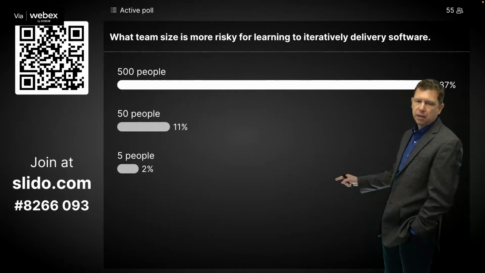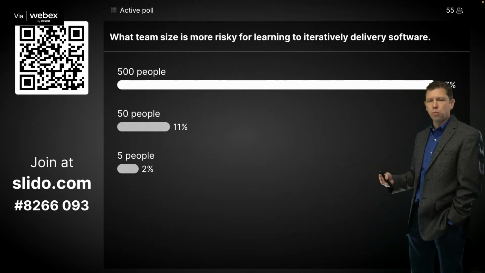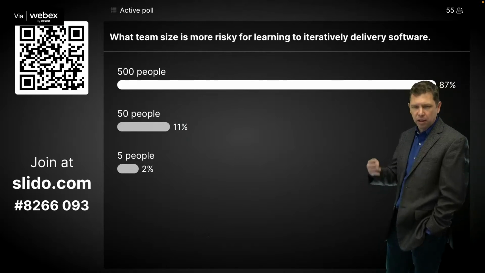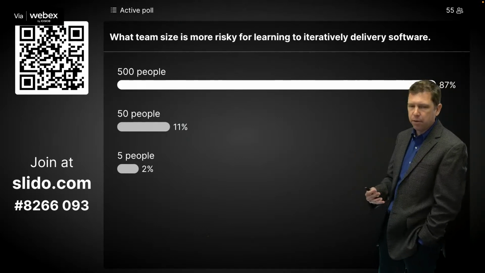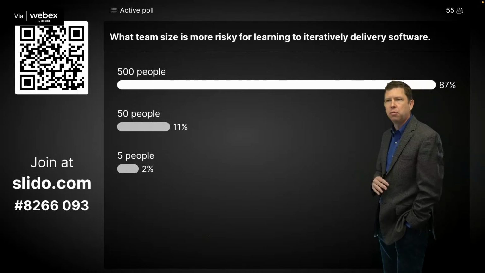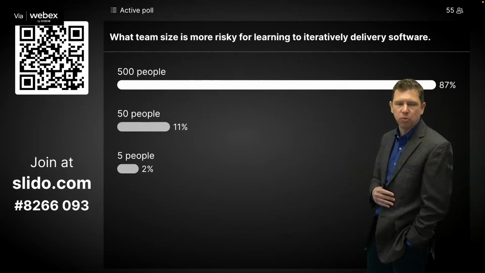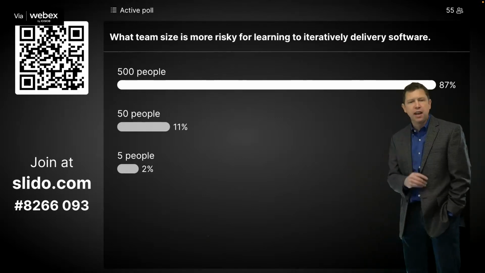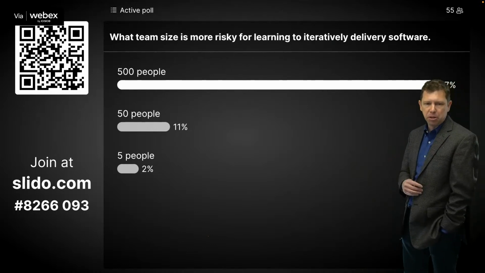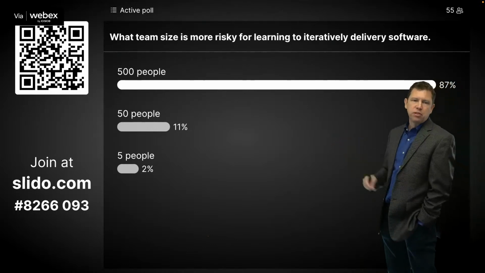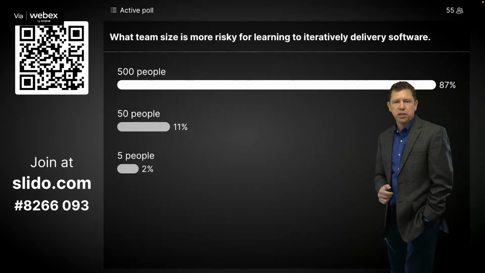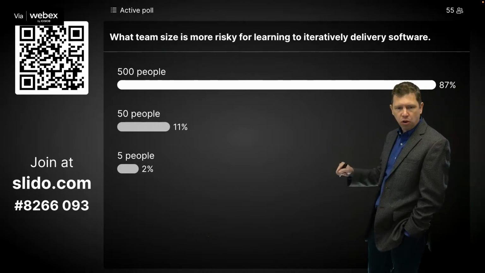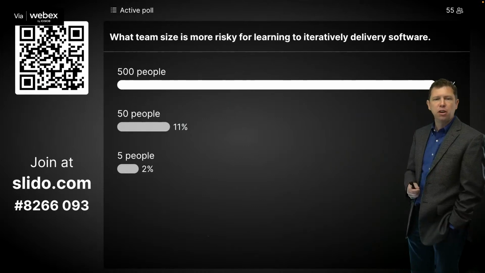So you've got some people saying that 5 people is more risky, probably because you might work on something that for some reason you just cannot deliver with 5 people. I'm curious what situation that would be, but maybe there is a situation where that would be the case. I have not encountered those, but maybe there is. We've got 11% saying 50 people is more risky than the 500 or 5 people, which is interesting.